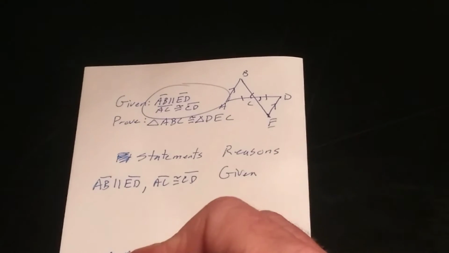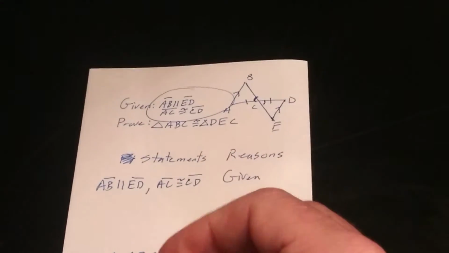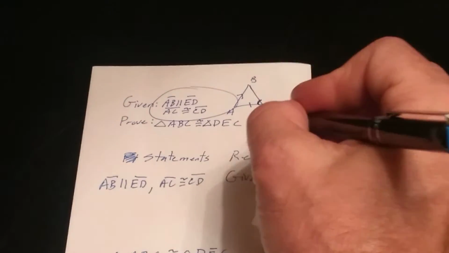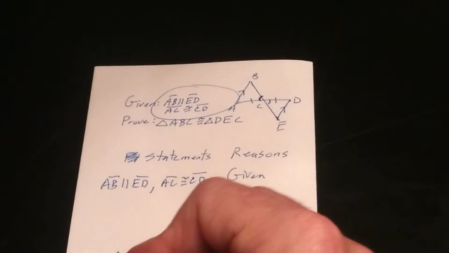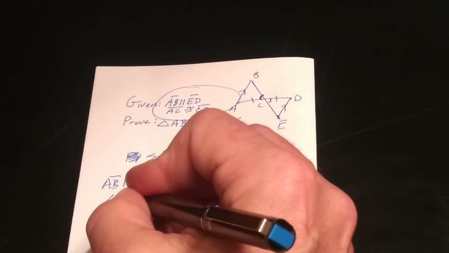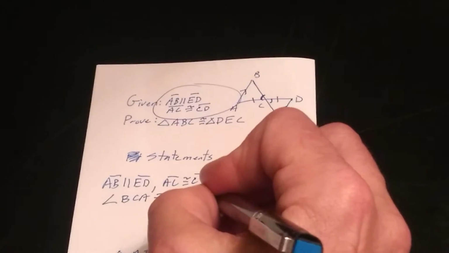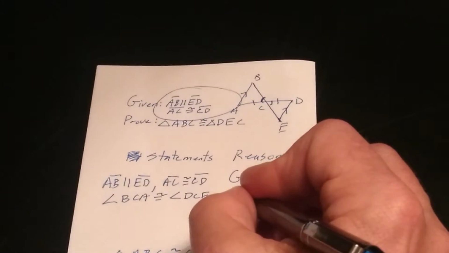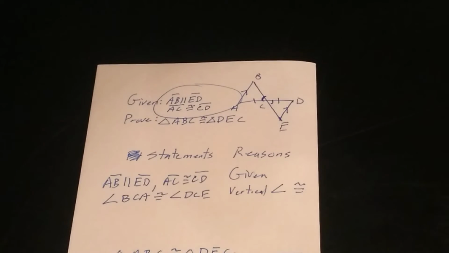So one thing I see immediately is I can mark those right there. So I know that angle BCA, which once again, BCA is this angle here, is congruent to angle DCE, which is that right there. And the reason is, oops, I'm putting it in the wrong place. Angle BCA is congruent to angle DCE, and the reason is vertical angles, or vertical angles are congruent. Okay, vertical angles are congruent.